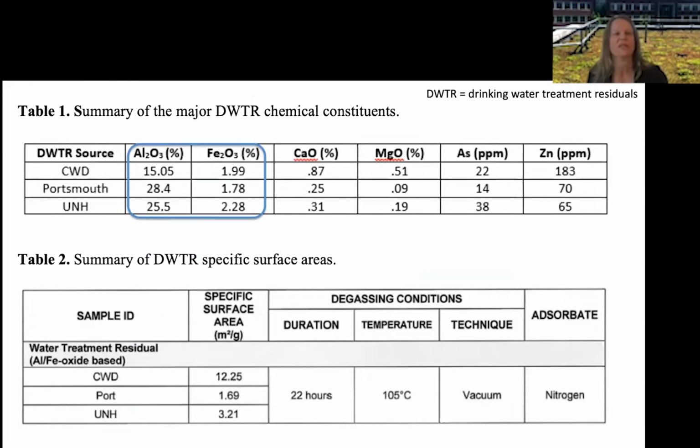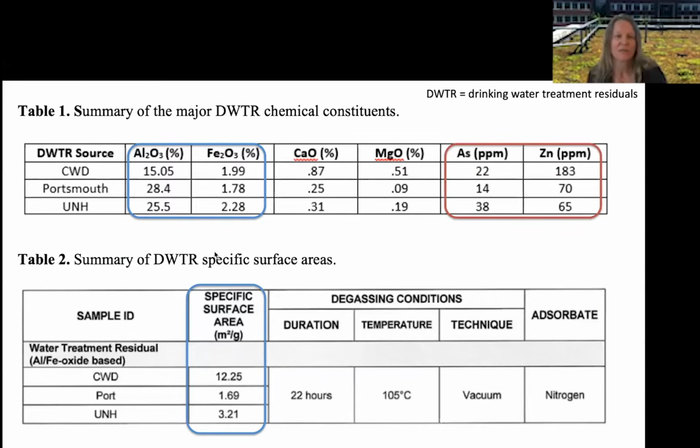Some key differences in drinking water treatment residuals should be known. Even though CWD had the highest sorption, it did not have the highest aluminum content of the 3 we looked at, and it was mid-range for iron content. Furthermore, it did have the highest specific surface area. So there's a physical characteristic that's important in terms of phosphorus sorbing locations that may be a bigger driver than the previously thought content of the metals.